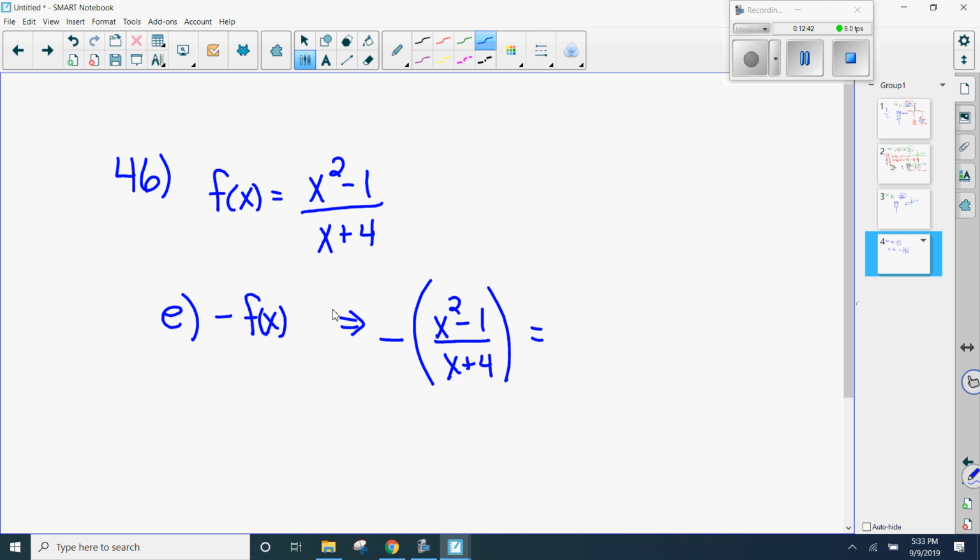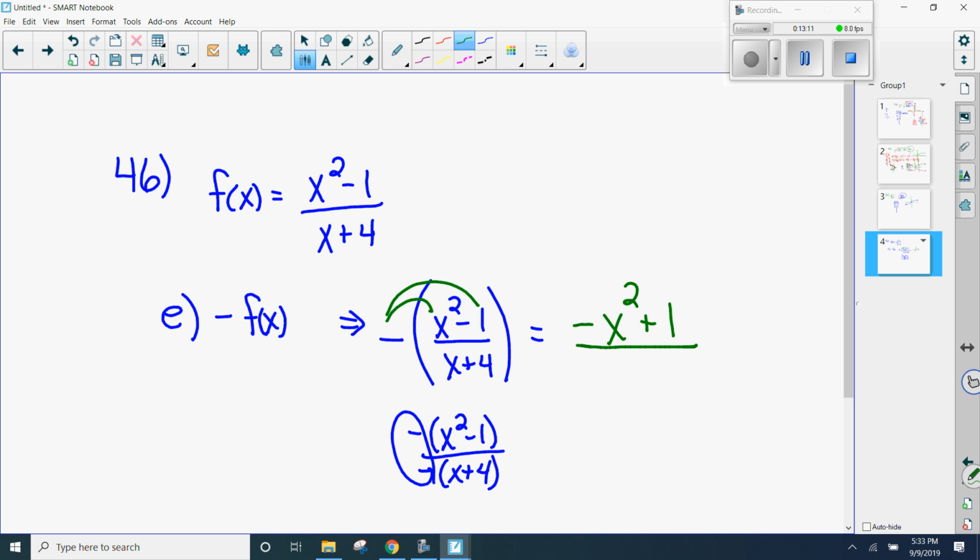All you do is distribute that negative through the numerator. If you distribute it through both, you are looking at negative x squared minus 1 over negative x plus 4, and a negative over a negative is a positive, so you've not changed the problem. You've just factored out a negative out of the numerator and denominator. So now if I carry that negative sign through the numerator, you end up with negative x squared plus 1, that quantity over the quantity x plus 4. And there's your solution.